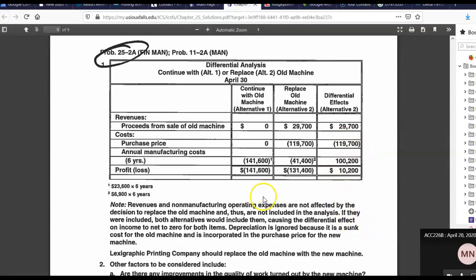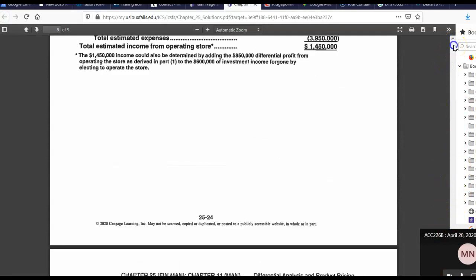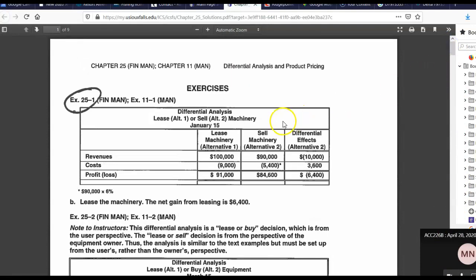Questions on problem 2A? All right. Then what I'm going to do here is scroll all the way up to number 1. Give me just a minute here.